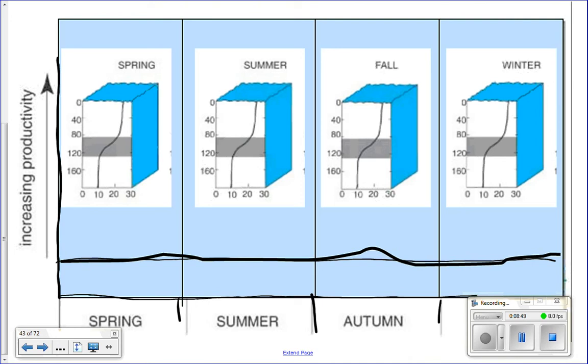So it'll look something like this. See that? Spring, summer, fall, winter, straight line, population size, that's the tropics. So no bloom of phytoplankton in the tropics.